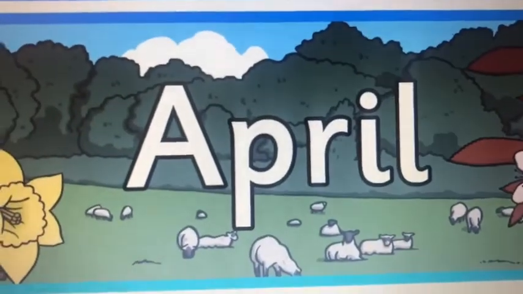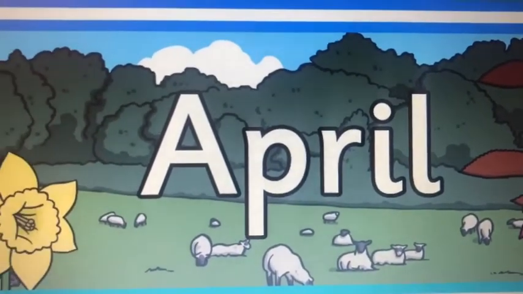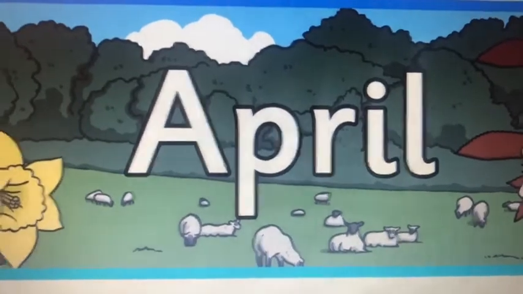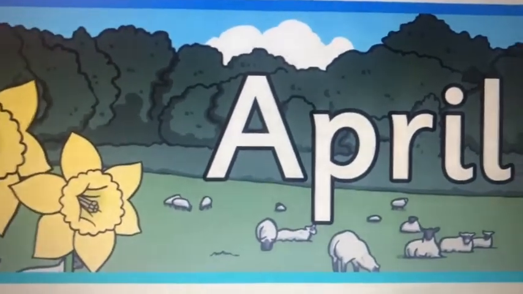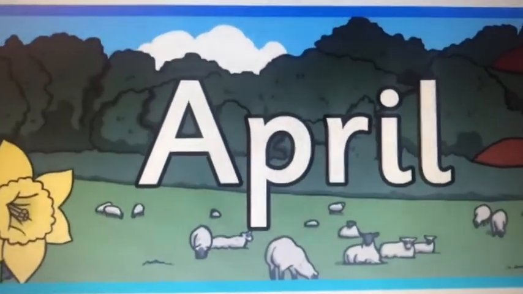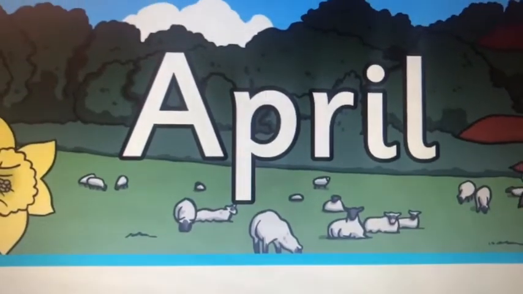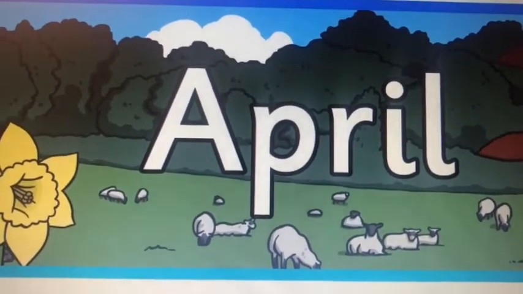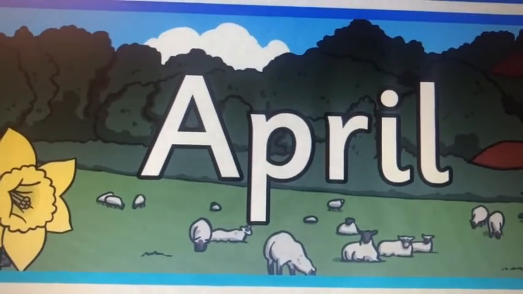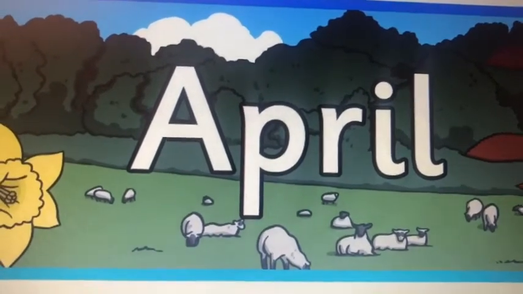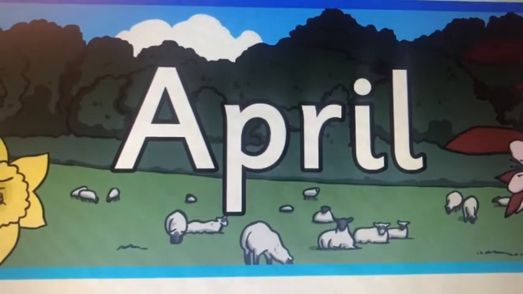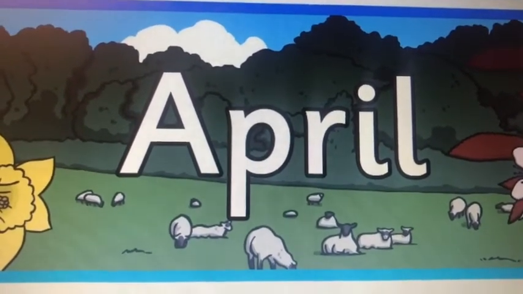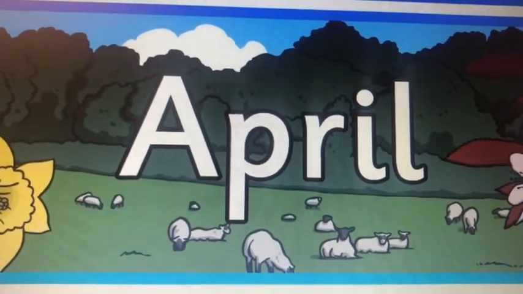Okay, then the next month we have is April. Okay, so in April, as you can see, we've still got the little lambs out and the daffodils are blooming, and it gets much warmer during April. You have your school holidays in April, and normally the weather is quite lovely. So you get to go out and do lots of lovely things. You get to bike ride, go for walks, go and play at the park. We're really out of winter by now, so the weather is much, much warmer.